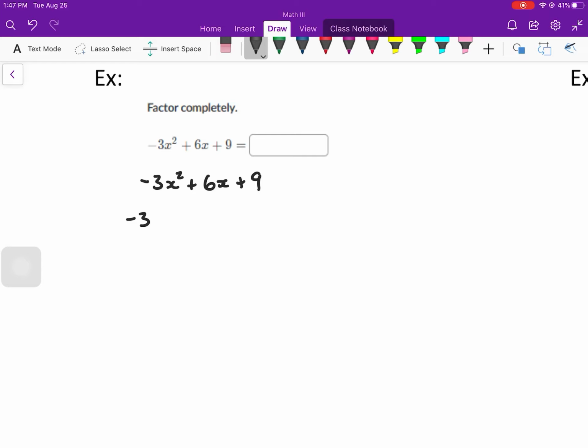But this is also a 3, so we're going to take out the negative and the 3. So we'll have negative 3, and then that's going to be x squared. 6 divided by negative 3 is negative 2. 9 divided by negative 3 is negative 3. So be careful with the signs. That's where you could possibly make your mistakes in this.